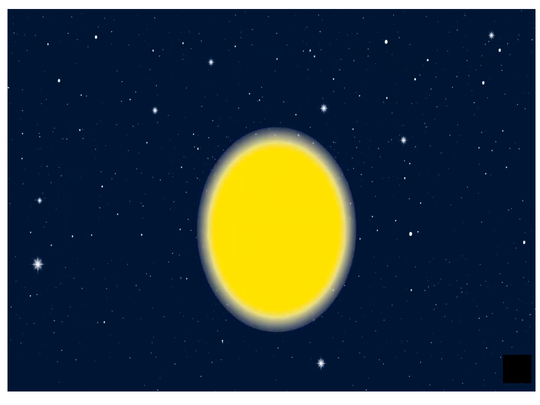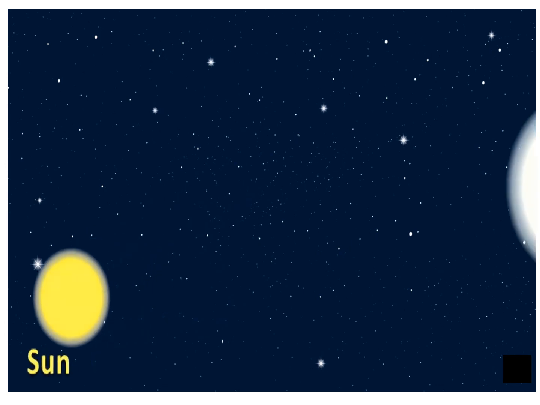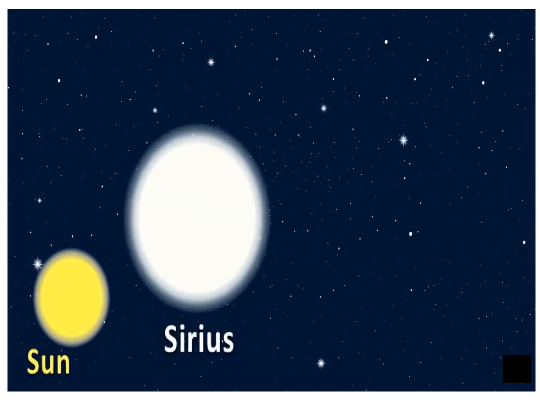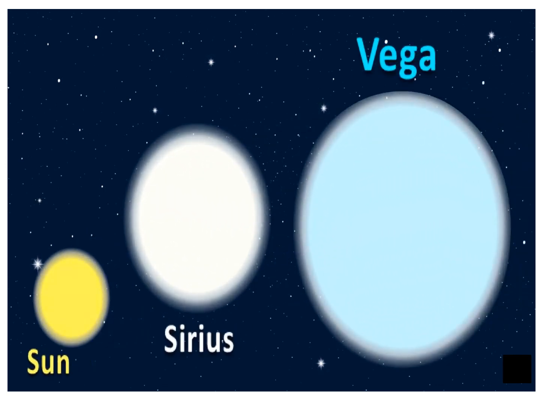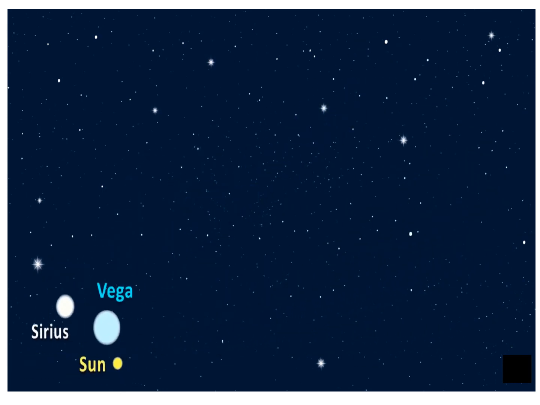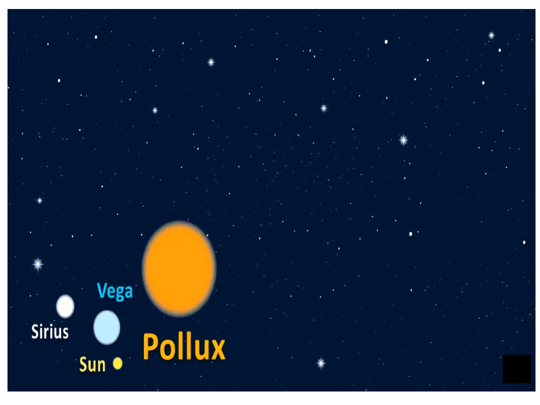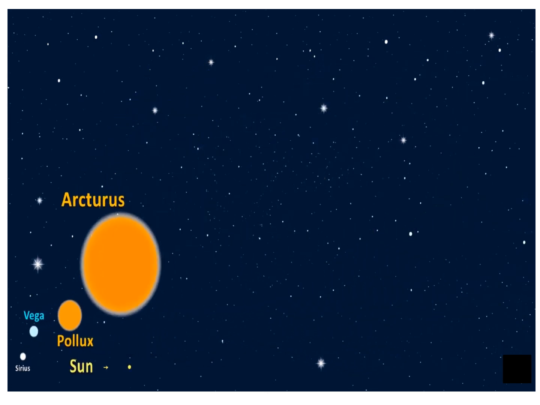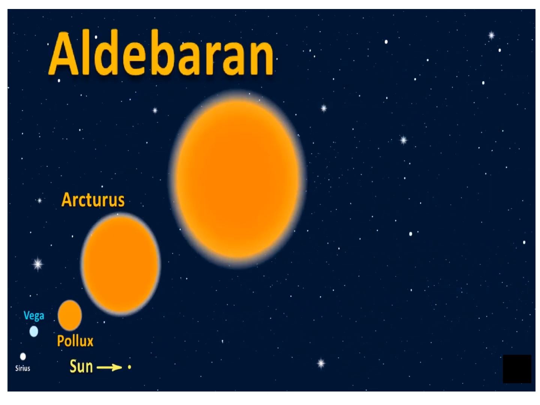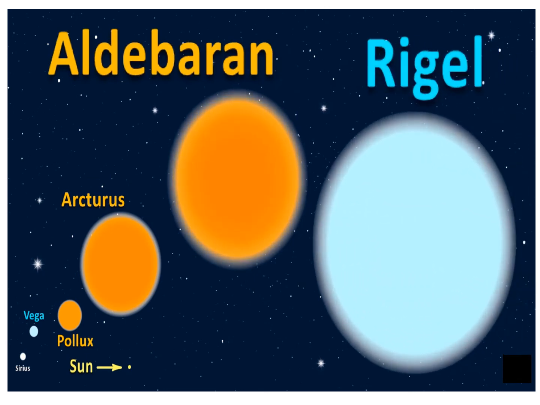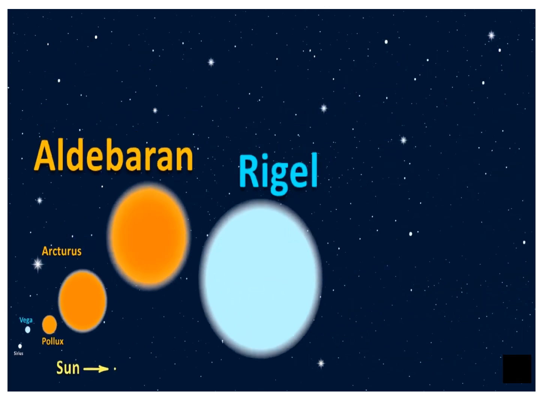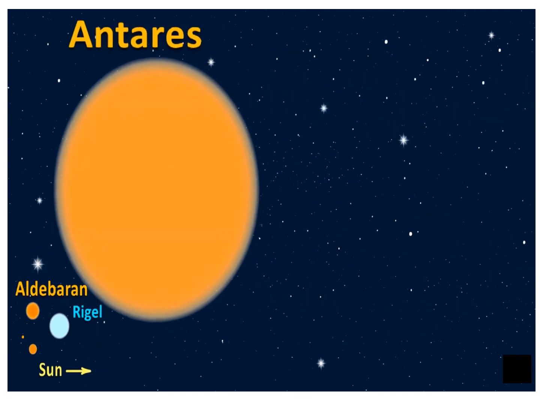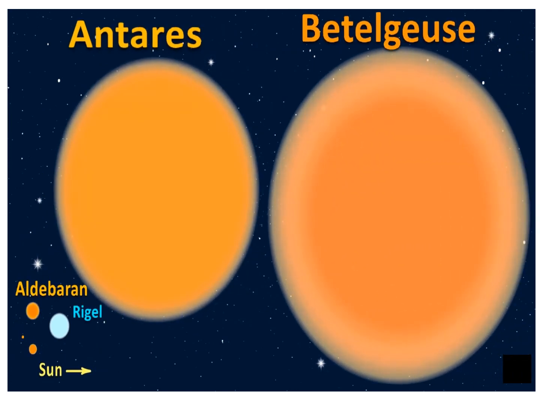And this is how the Sun looks in comparison to some other larger stars. Sirius, Vega, Pollux, Arcturus, Aldebaran, Rigel, Antares, Betelgeuse.